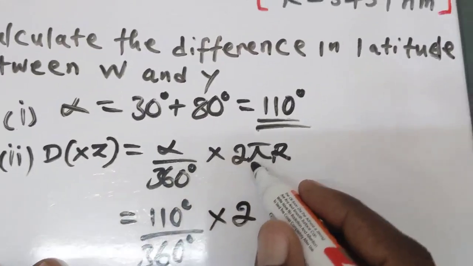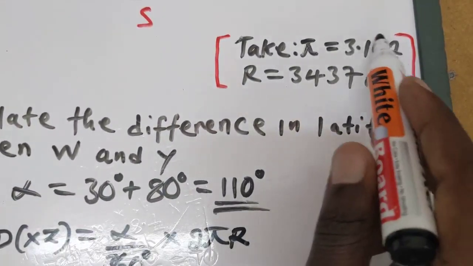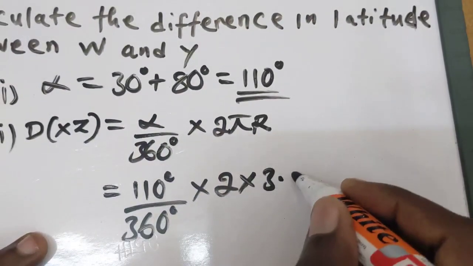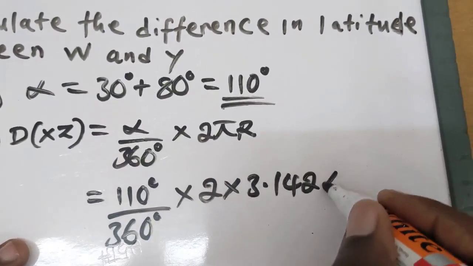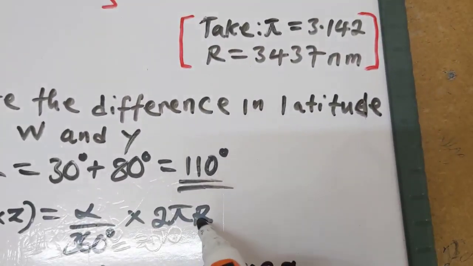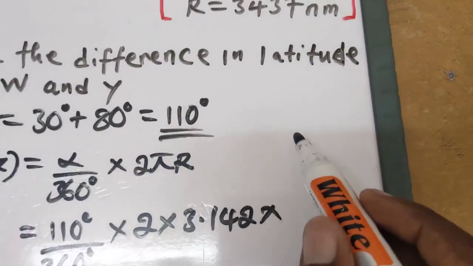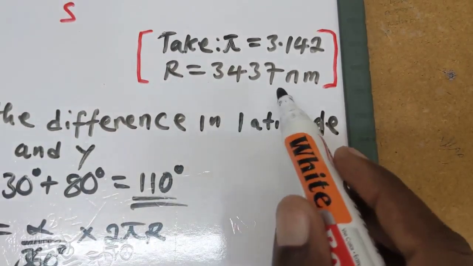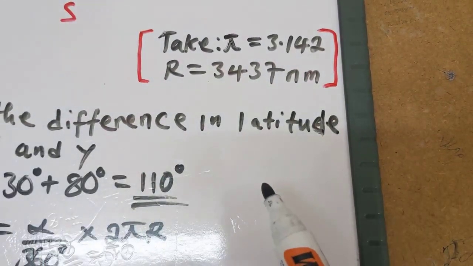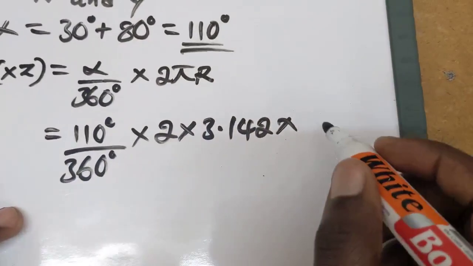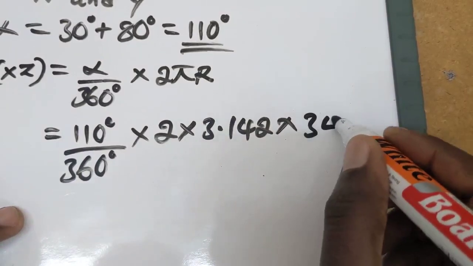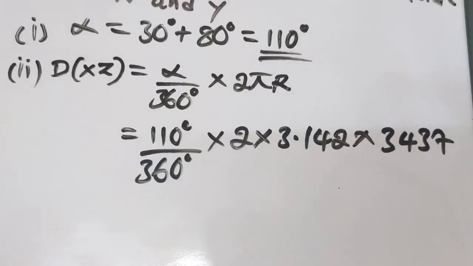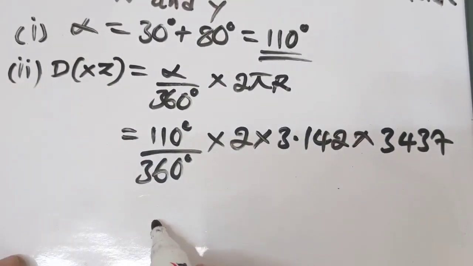What is the pi? This is the pi that we are given, 3.142, multiplied by the radius. This is the radius that we are given. The radius is 3437, in nautical miles. So from here we do our calculations, as simple as that.